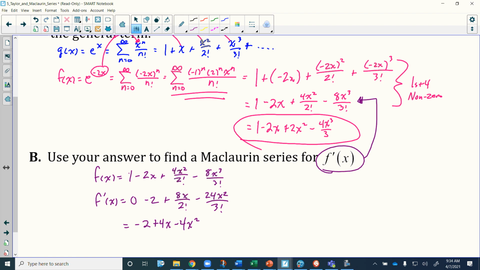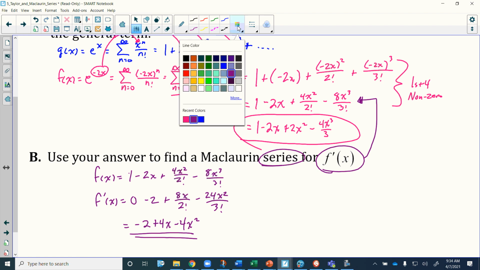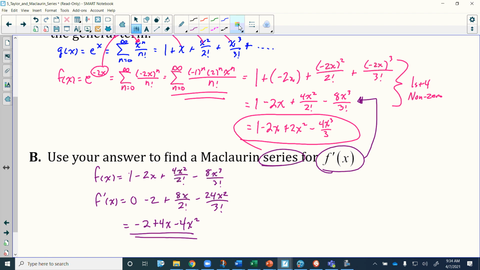Okay, so that would be the derivative of the Maclaurin polynomial, but we're looking for a series. So what I'm looking at to help me identify the series, and let me pick another color here, what I'm looking at to be able to identify the series now is really this expression.